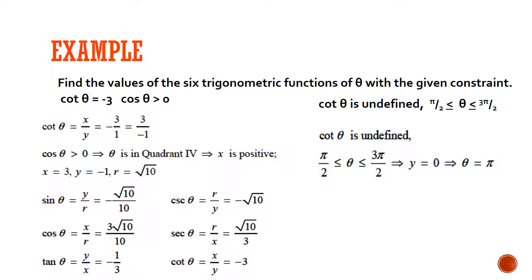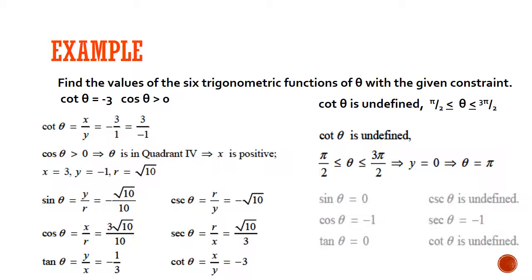Y must be 0. Well, that happens when the terminal side is flat on the x-axis, which would make it have a value of pi. Once we know that it's pi, and we know that the point, if you want a point that corresponds to that, the point would be negative 1, 0, and then you can put them into the ratios there.